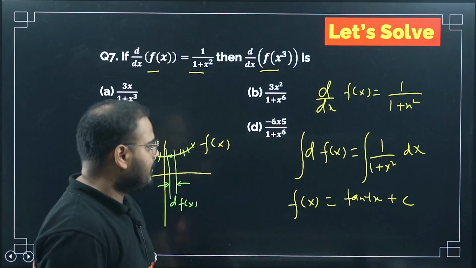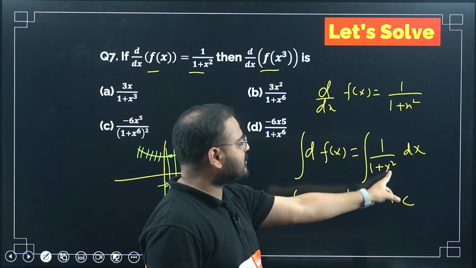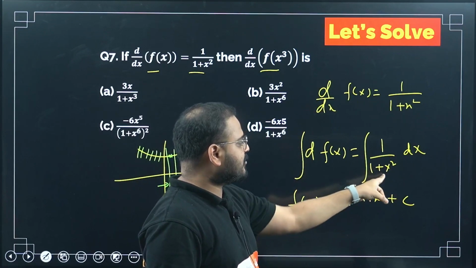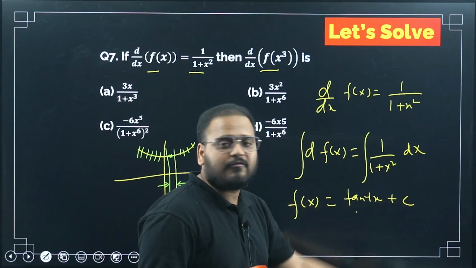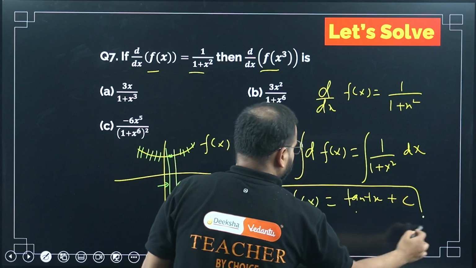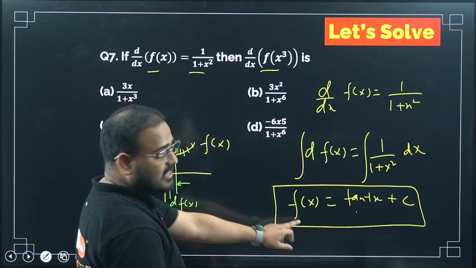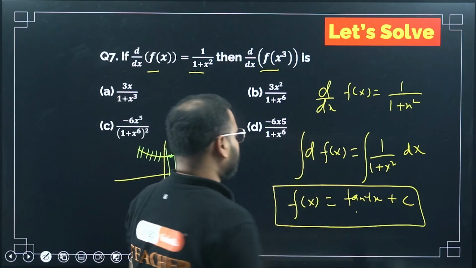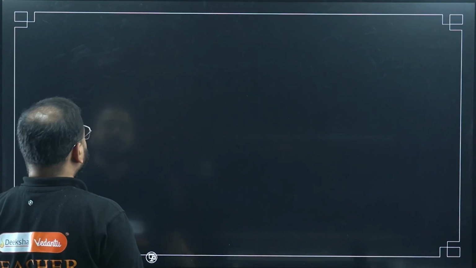Correct? Differentiation of tan inverse x is this, so integration of this will be tan inverse of x. C will come for the integration. Okay, now I got my function defined. So now they are saying what? Differentiate this with respect to x when x is x cube. Let's see here.